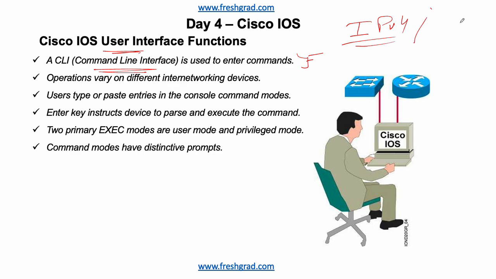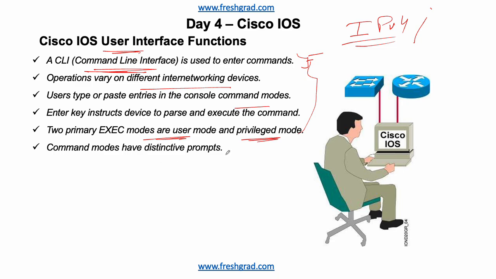IPv4 and IPv6 IP addressing, and all you need to understand is the very basic functionality of the networking devices, routers, switching, firewall, and it's very easy to configure. How do you configure it? You can configure through the command line interface. Operation varies on different networking devices. You can copy and paste the configuration in the command line, or you can type the commands, right? We'll see the basic commands today, like what are the running versions and everything. And there are two primary modes, user mode and the privilege mode.